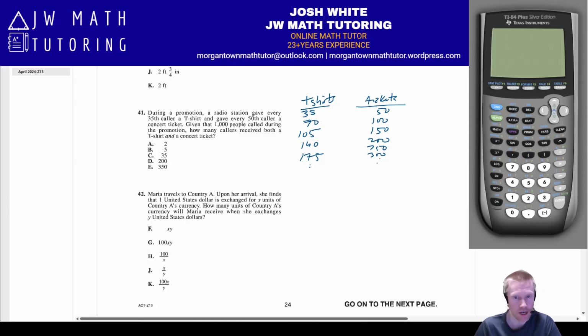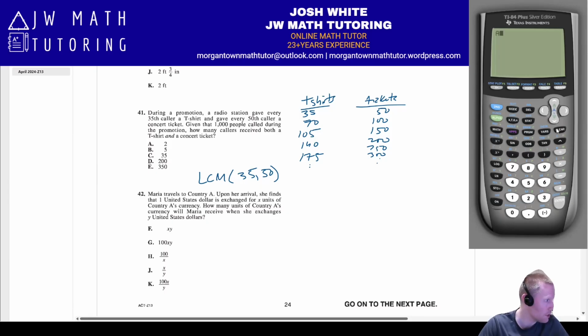So instead, what you have to notice is that the numbers that are going to be in both lists, the callers that are going to be both a 35th caller and a 50th caller, are going to be multiples of both of those numbers. So essentially what we're looking for here is the least common multiple of 35 and 50. So we can just go to the calculator to do that.